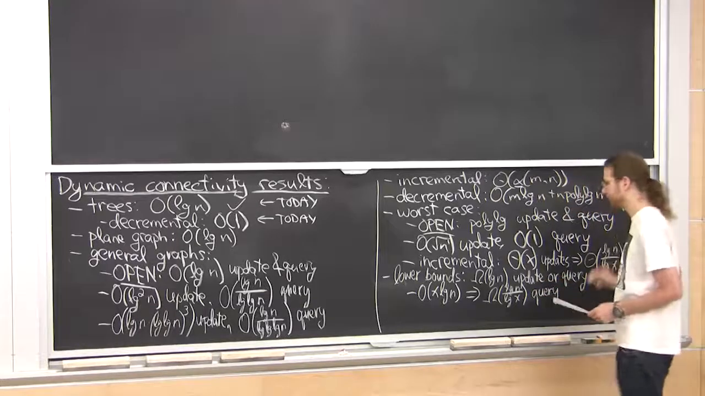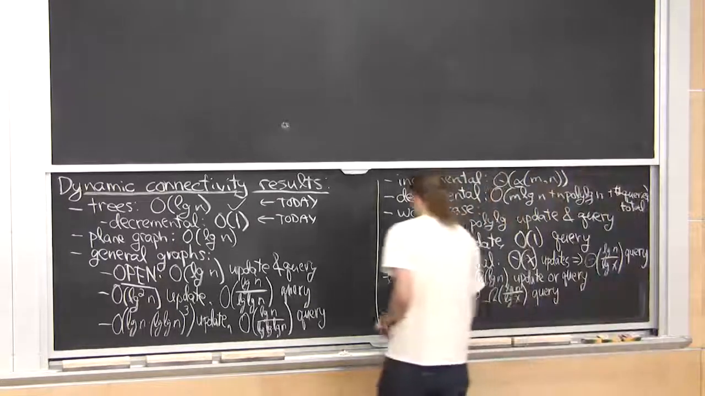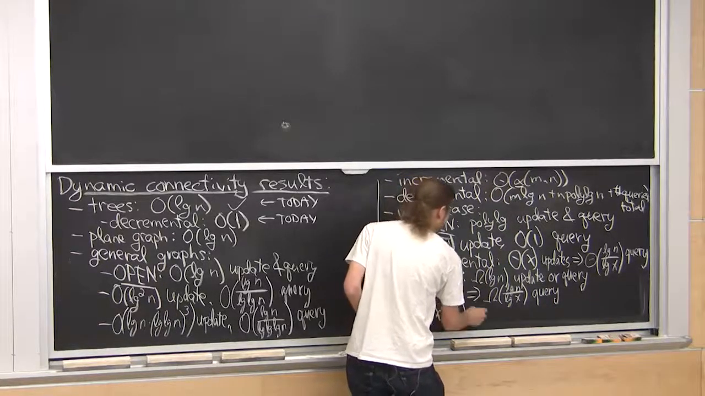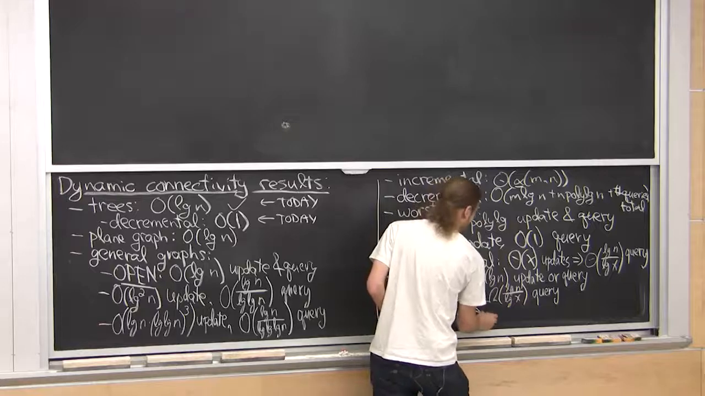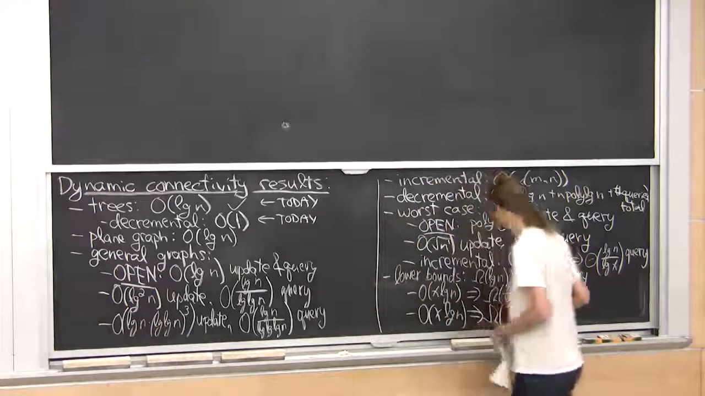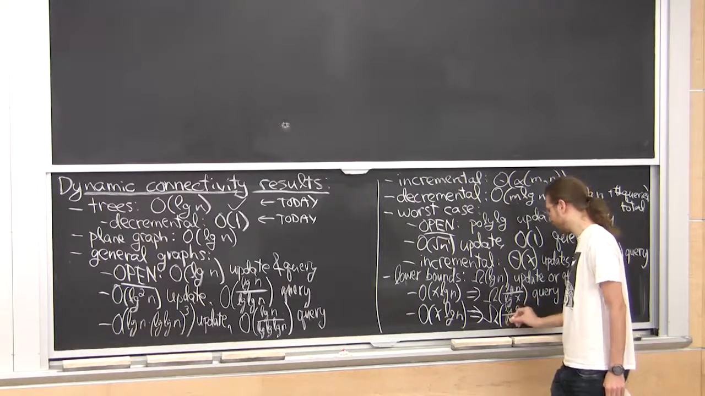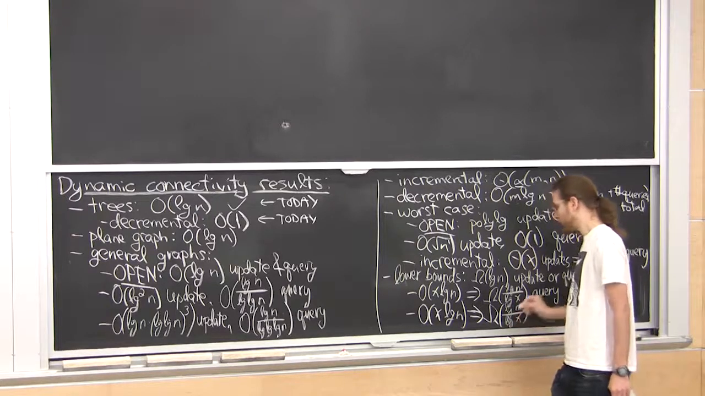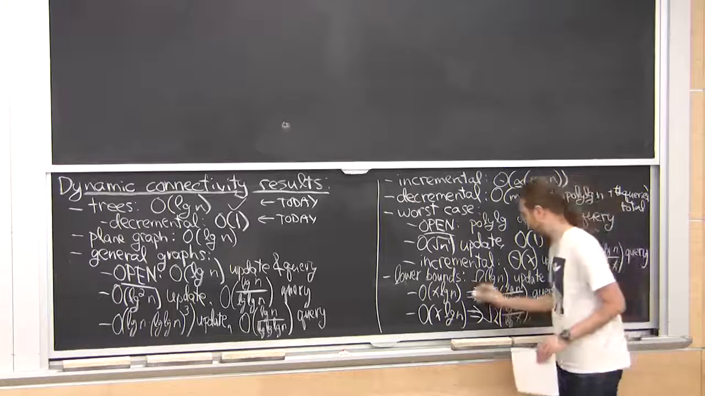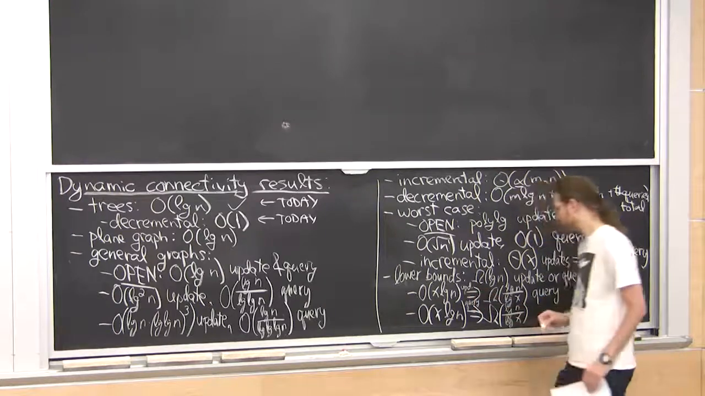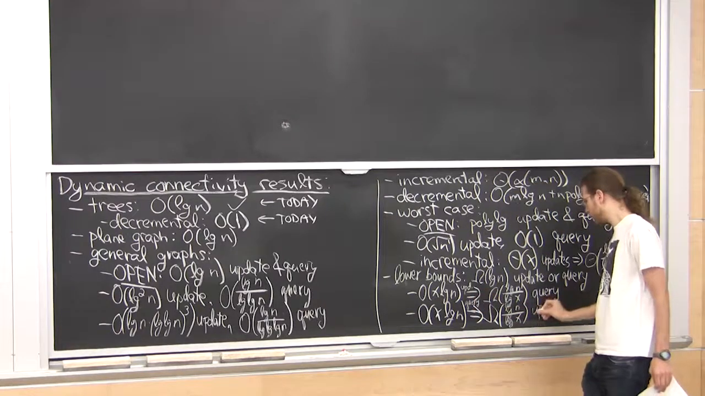It's actually similar to this result, not quite the same. There's a log on the left-hand side. And these results hold for amortized solutions. This is an update bound, and this is a query bound. So these are basically symmetric results.